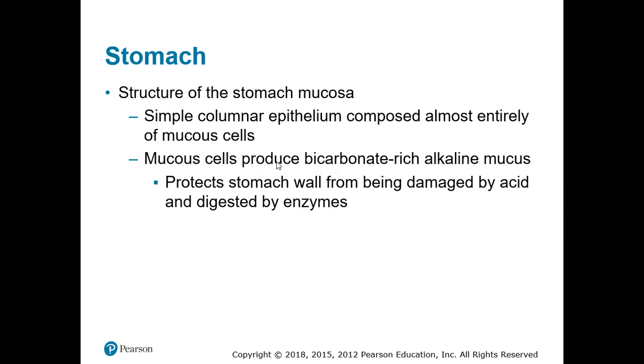In terms of the structure of your stomach's mucosa, or that layering, it's made up of mostly columnar epithelial cells, and it has a lot of mucus cells. And these mucus cells are very important because they produce a bicarbonate-rich alkaline mucus. In other words, what it does is it helps protect your stomach wall from being damaged by the very acidic environment of your stomach and prevents it from being digested by enzymes. If you did not produce this bicarbonate-rich alkaline mucus, or you didn't produce enough of it, that's where you're going to start getting ulcers, where this acid is eating away at your stomach.